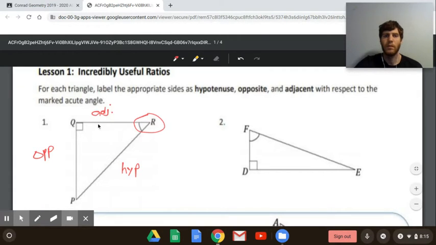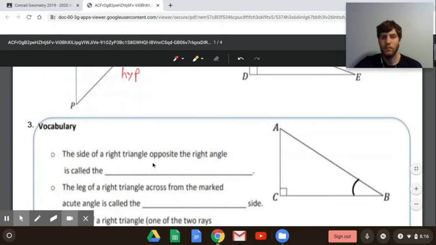Okay, so hypotenuse is across from the right angle. And then the angle we're looking at now is angle R, the marked angle. Across from that is opposite, and next to it is adjacent. All right, number 2 is the same thing.